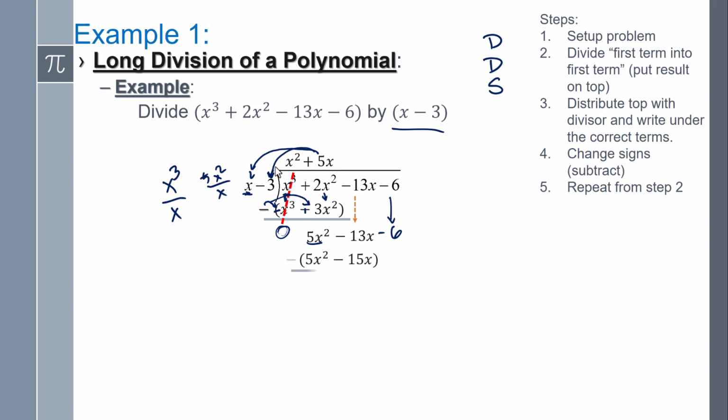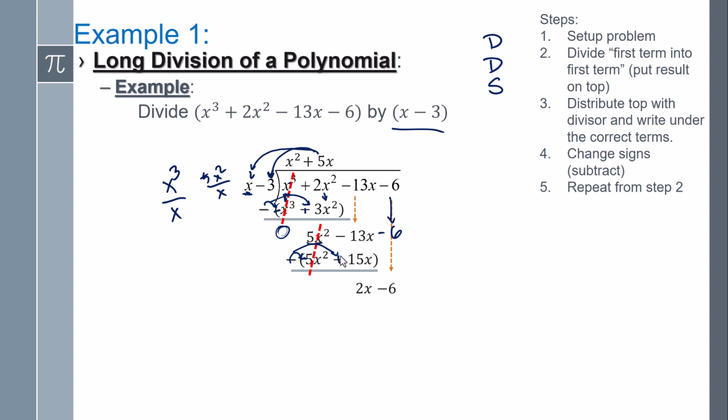Now we're going to subtract. Distribute the negative. So negative and a positive. And so 5x squared minus 5x squared cancels out. And then negative 13x plus 15x is 2x. We bring down the next. And we repeat the process again.